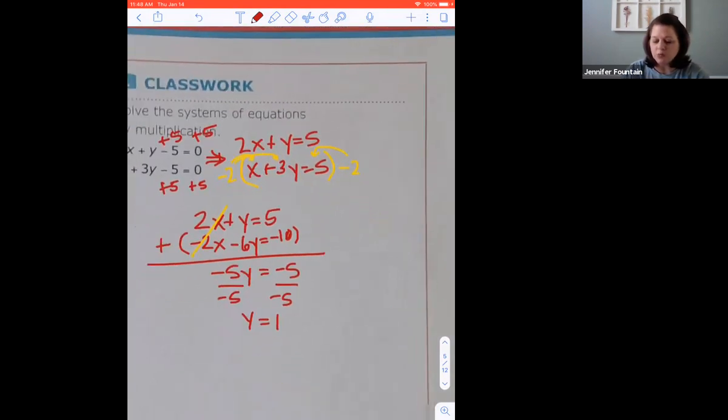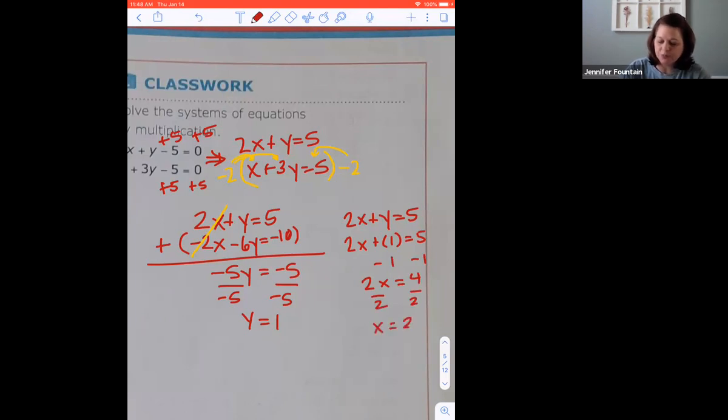So now if y equals 1, I can plug that into 2x plus y equals 5. So I'm going to plug in 2x plus 1 equals 5. I'm going to subtract 1 from each side. 2x is equal to 4. Divide by 2. Divide by 2. So x is equal to 2. So my ordered pair solution will be 2, 1.